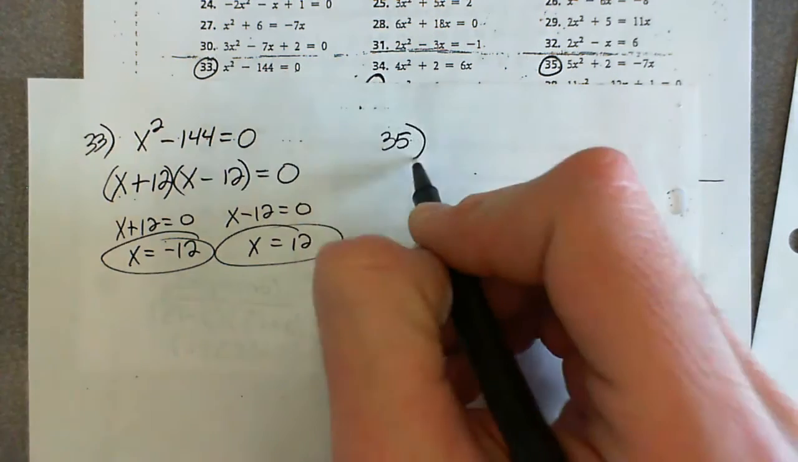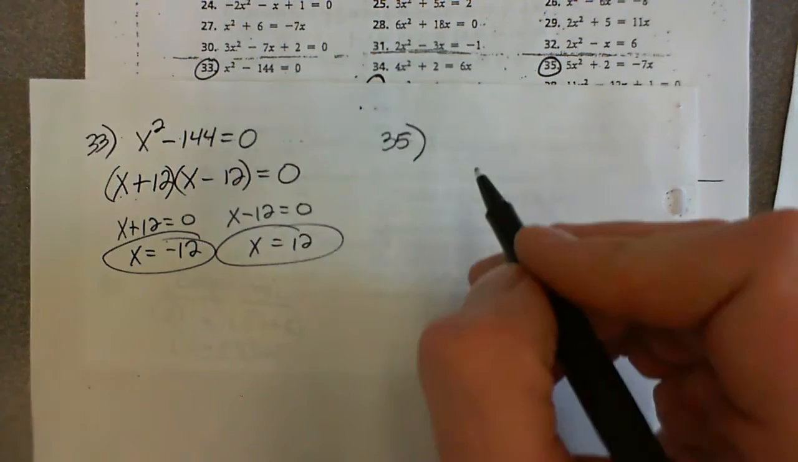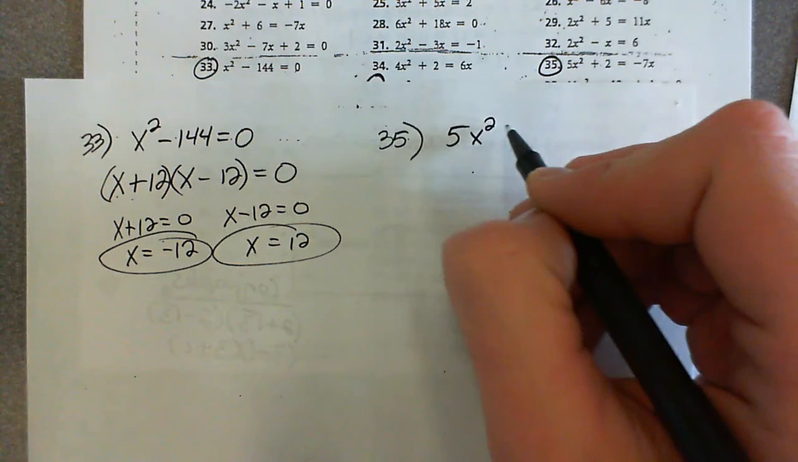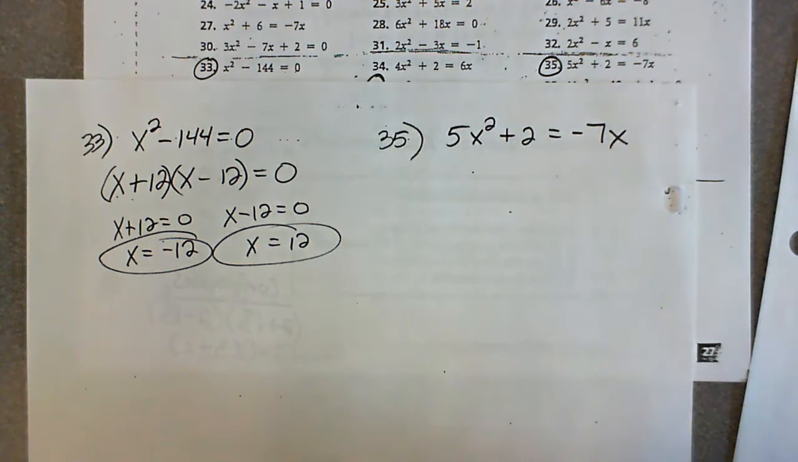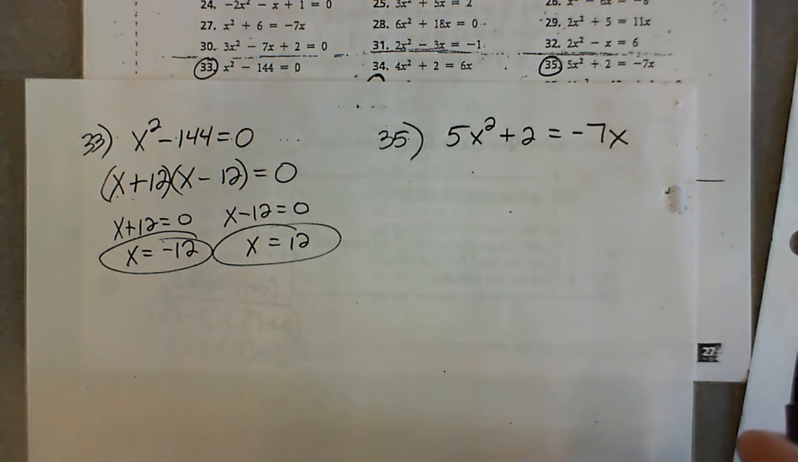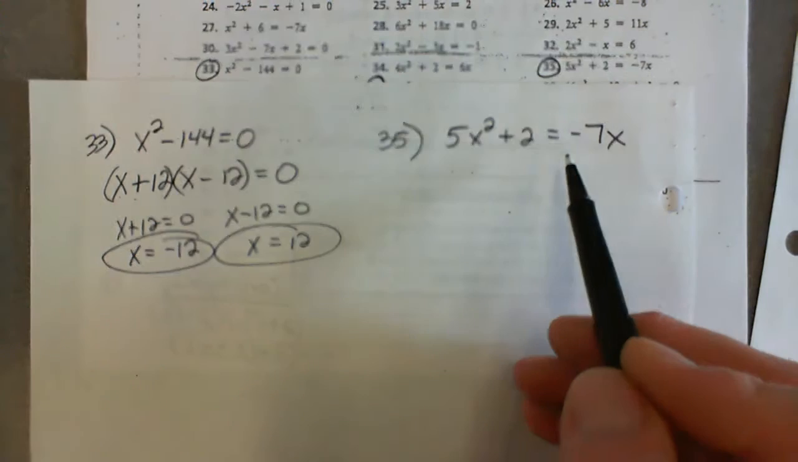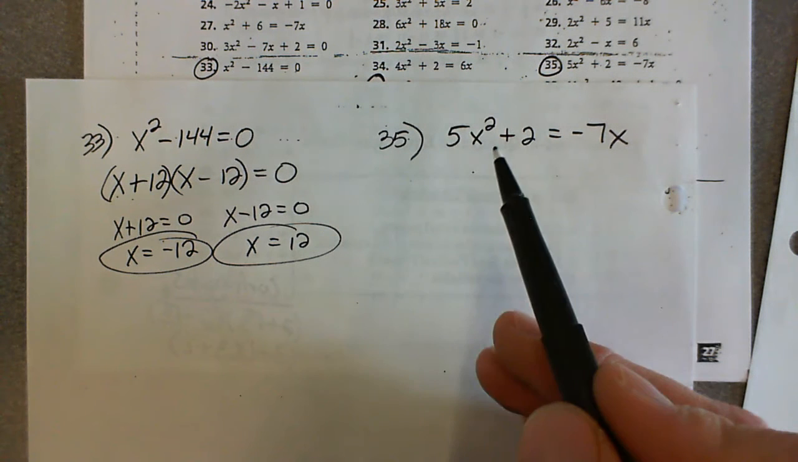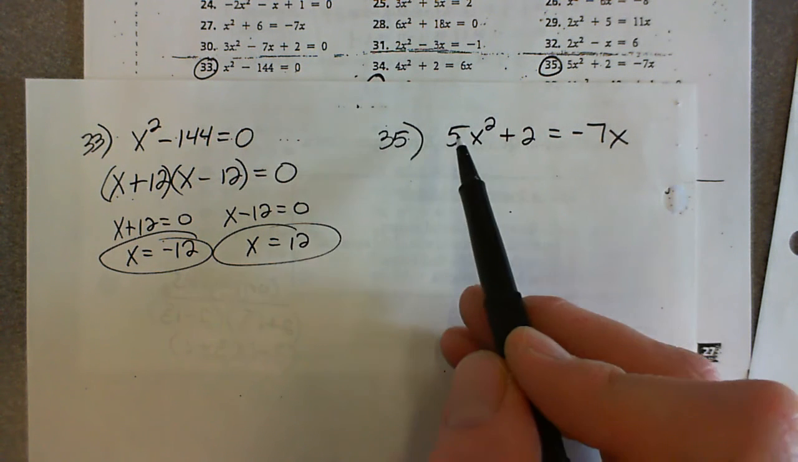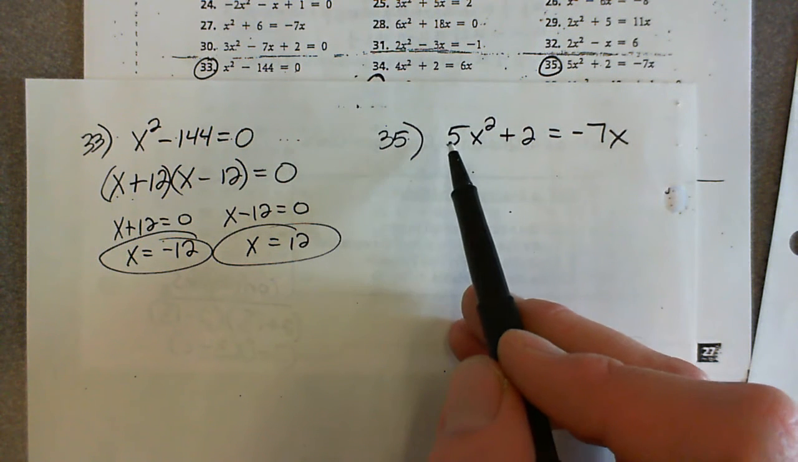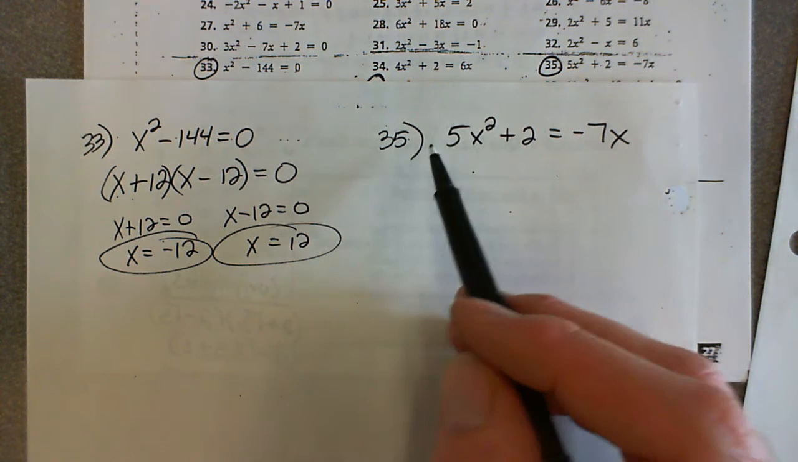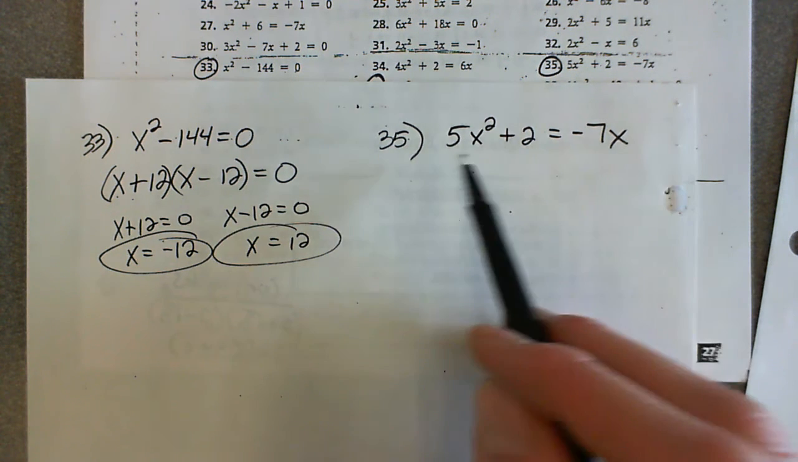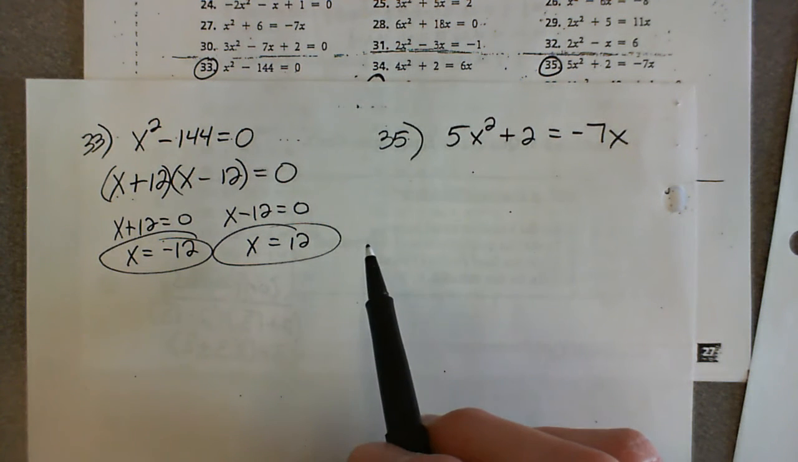Question 35, we've got 5x squared plus 2 equals negative 7x. Okay. Well, is this set equal to 0 yet? Doesn't look like it. So first we need to do is get all the terms on the same side. Couple words of advice. I would leave the x squared being positive. If it's not positive, make it positive by moving it to the opposite side of the equation or multiplying through by a negative 1. Okay?